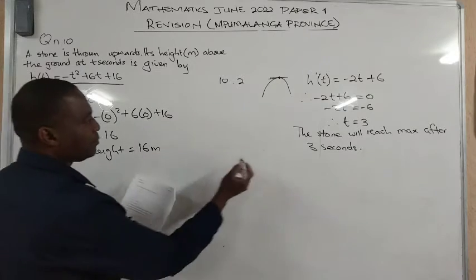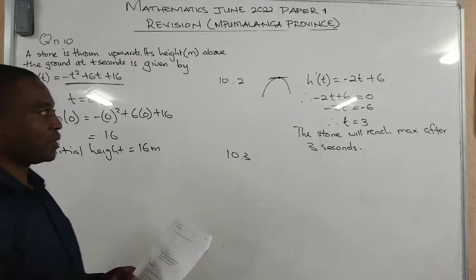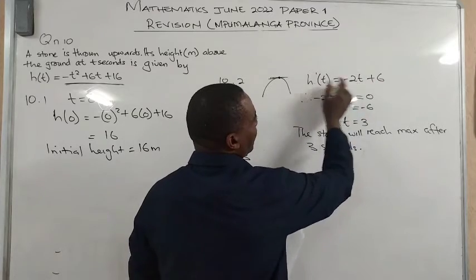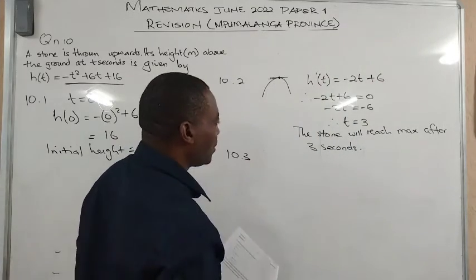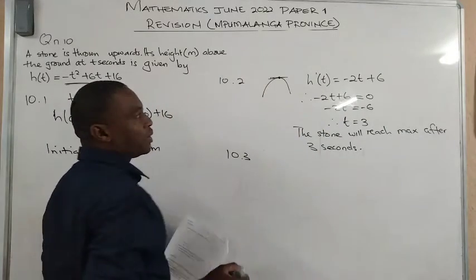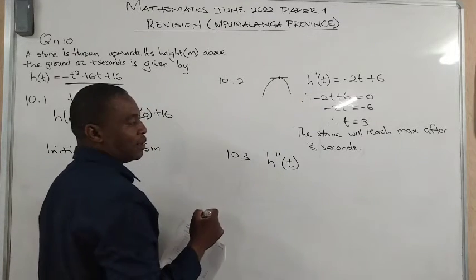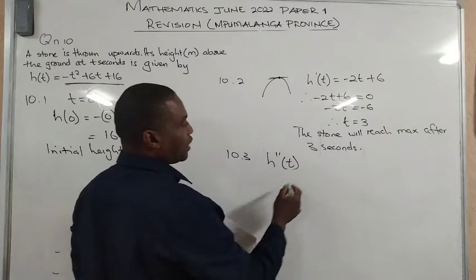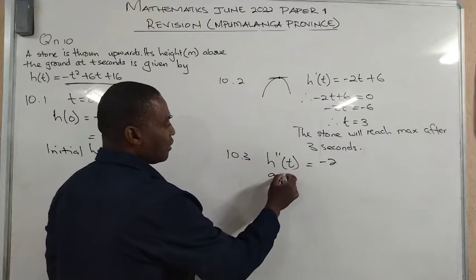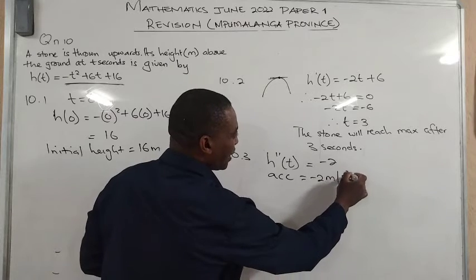Then 10.3, determine the acceleration of the stone. Acceleration is simply the change of the speed or the velocity. So we are going to go for the second derivative of our height function. So we need the second derivative of h of t, which will be equal to negative 2. So basically acceleration is equal to negative 2 meters per second squared.